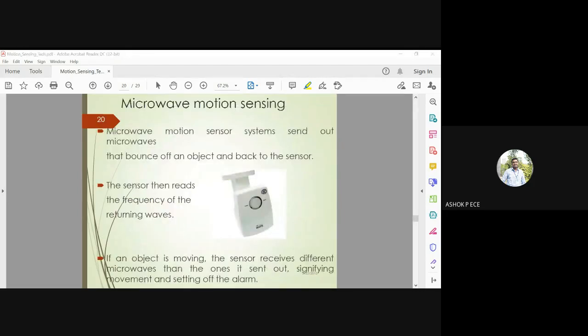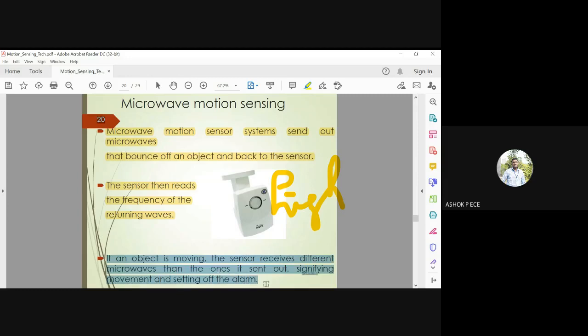And last one is microwave motion sensing. So a microwave motion sensor system sends out microwaves at an object and back to the sensor. The sensor then reads the frequency of the resulting wave. Microwaves are used in high frequency sensing. So if an object is moving, then the sensor can receive different microwaves from the one that was sent. So you know what you have sent and what you have received. When you compare both, you can see whether there is motion detected or not.